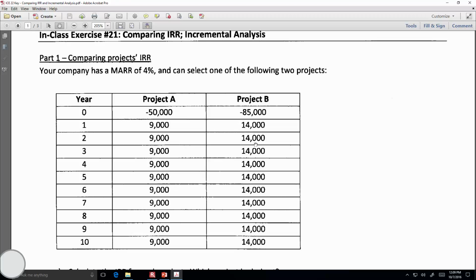Remember, if you were not warned about the challenges of comparing internal rate of return, the one with the highest interest rate may seem like the best alternative to you. But what we really want to do is maximize profits.